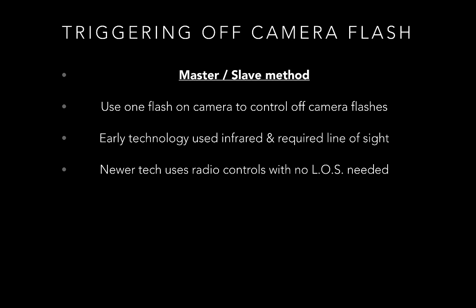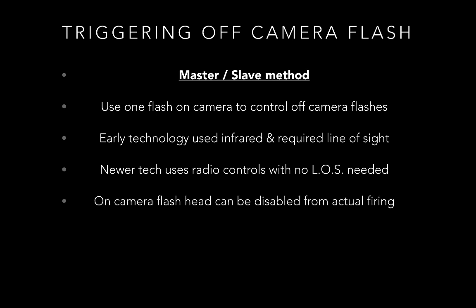So the 600 series of flashes from Canon, they still can use the master-slave method, but instead of having to have line of sight, they use radio triggers to control each other without having to have line of sight. The on-camera flash head can be disabled. In fact, some people would call it wasting a flash. You'd put that on your camera, and instead of using it to actually fire a flash, you don't want any light coming out of that. You just want to use that to control the other flashes.